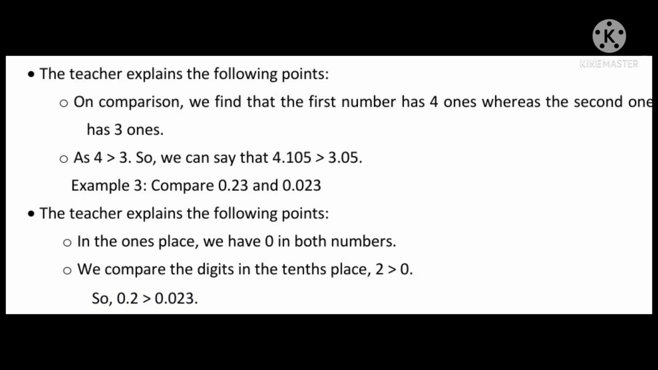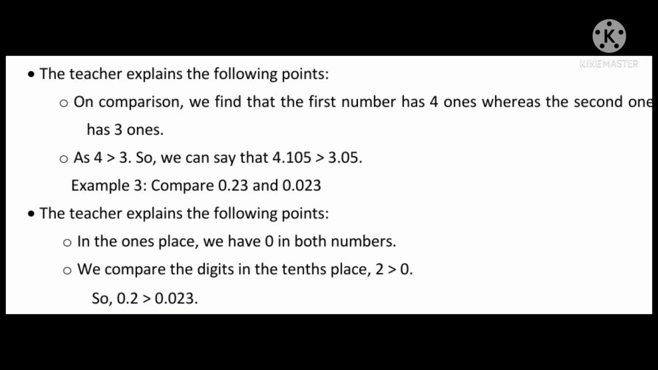Then example number 3, compare 0.23 and 0.023. The teacher explains the following points. In the ones place we have 0 in both numbers. We compare the digits in the tenths place. In the tenths place we see that 2 is greater than 0. So therefore 0.23 is greater than 0.023.